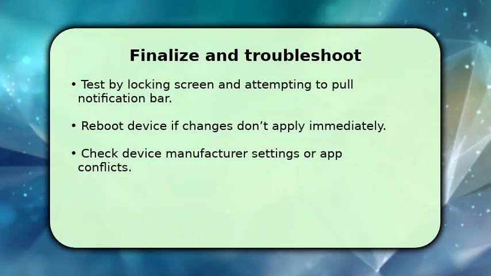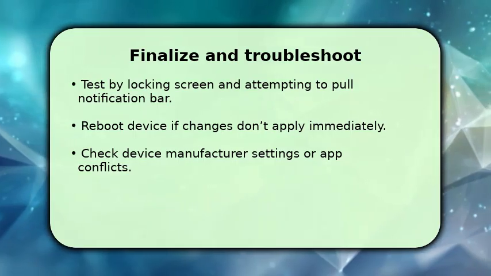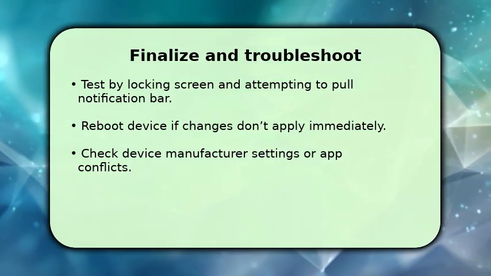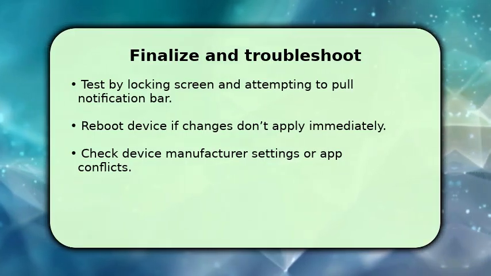Lock the device and try to pull down the notification bar. It should be blocked or empty. If it still opens, reboot the phone to apply policies, then recheck those lock screen notification and quick settings toggles.